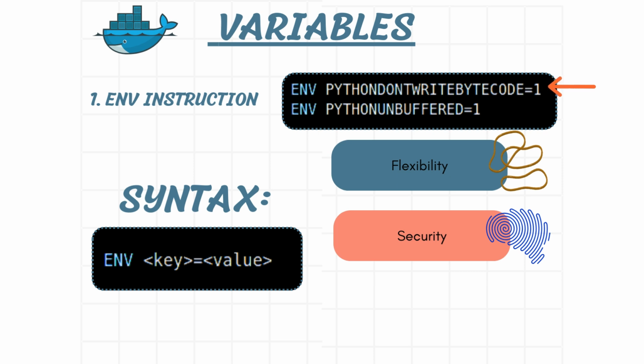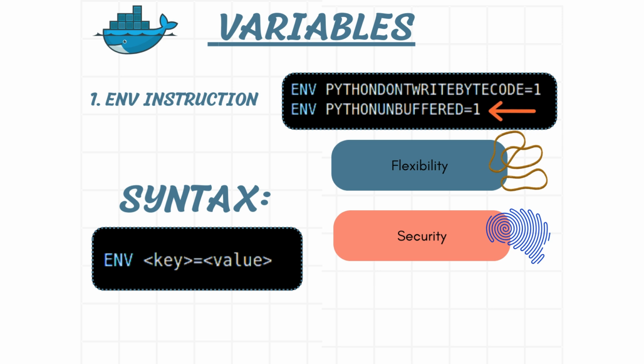By setting PYTHONDONTWRITEBYTECODE=1, we prevent Python from generating these files, keeping our container lightweight and clean. ENV PYTHONUNBUFFERED=1. This setting ensures that Python output is written directly to the terminal without buffering. Typically, Python uses buffered I/O, which means it collects output in chunks before writing it out. Buffered output can delay the visibility of logs, which isn't ideal for real-time monitoring and debugging, especially in a containerized environment where immediate feedback is crucial.